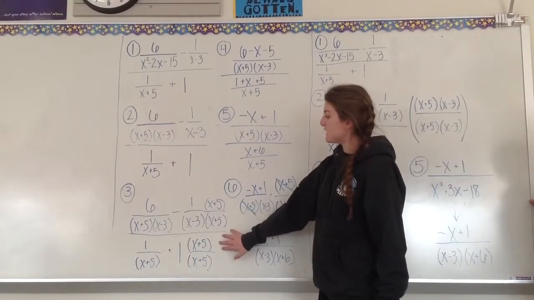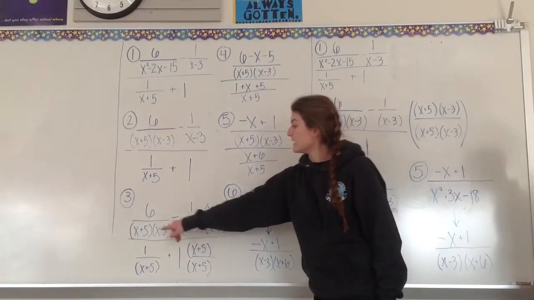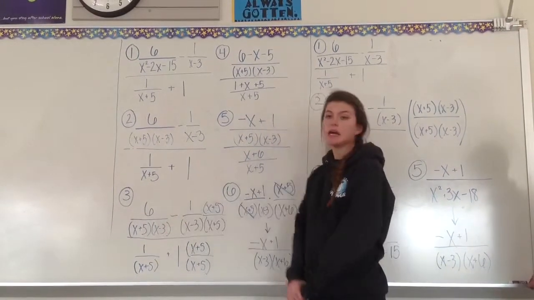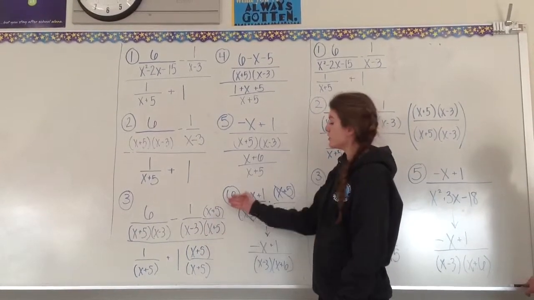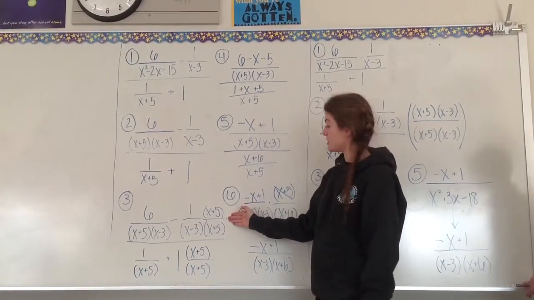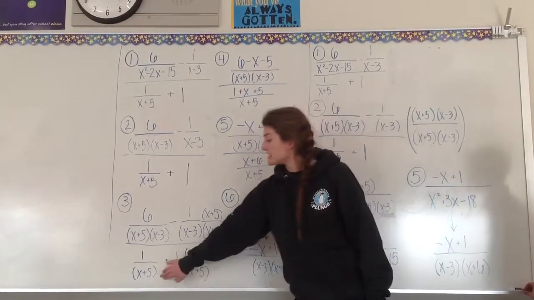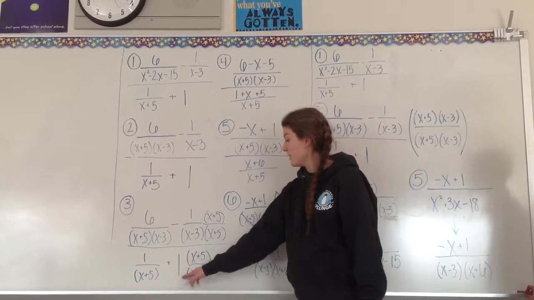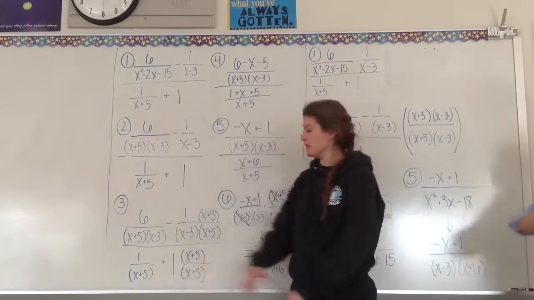The next thing I did was find the least common denominator. Because there was already an x minus 3 and an x plus 5 and an x minus 3, I knew that the least common denominator on the top would be x minus 3, x plus 5. So I multiplied the second rational expression by x plus 5 over x plus 5. The bottom had just x plus 5 as a denominator and 1. X plus 5 over x plus 5 is equivalent to 1, so my LCD on the bottom is x plus 5.